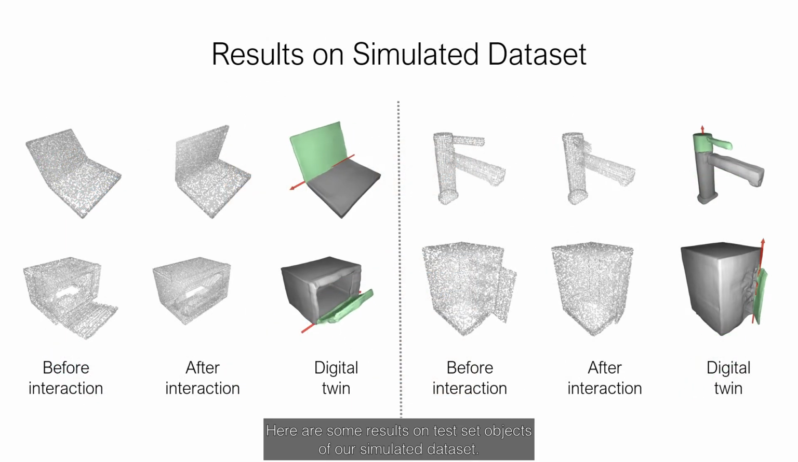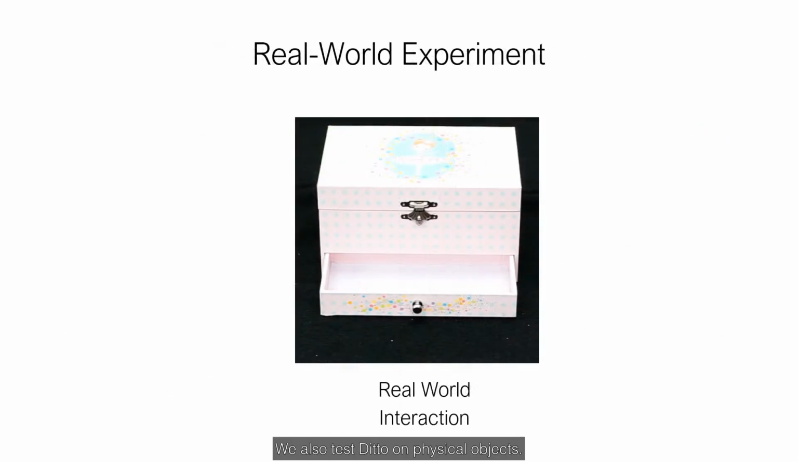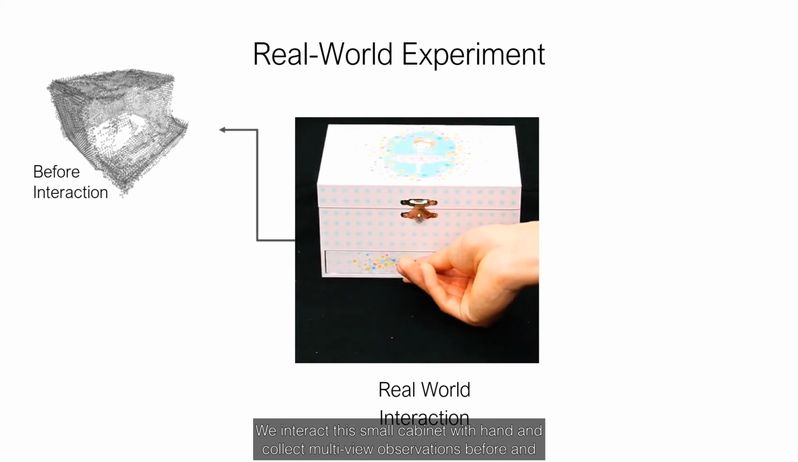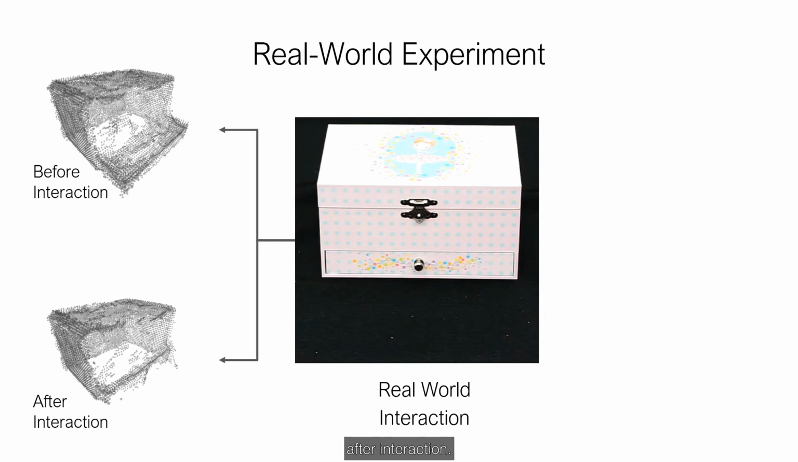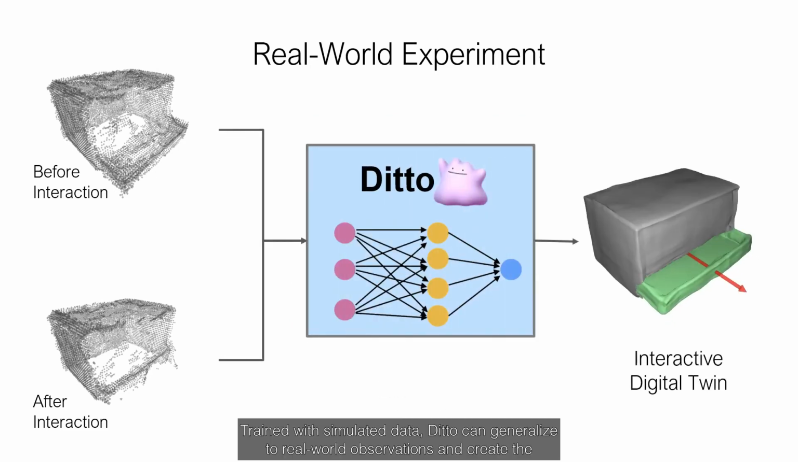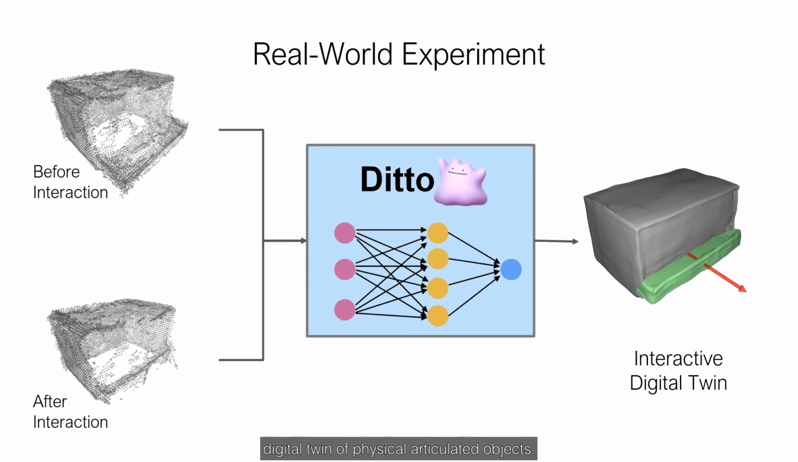Here are some results on test set objects of our simulated dataset. Ditto is able to faithfully reconstruct the part-level mesh and articulation model of these objects. We also test Ditto on physical objects. We interact with this small cabinet by hand and collect multi-view observations before and after interaction. Trained with simulated data, Ditto can generalize to real-world observations and create the digital twin of physical articulated objects.